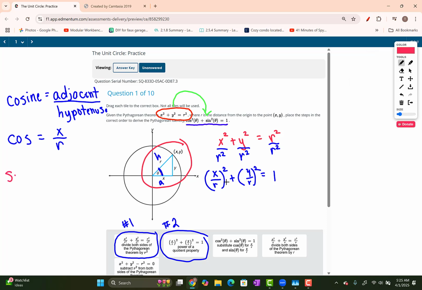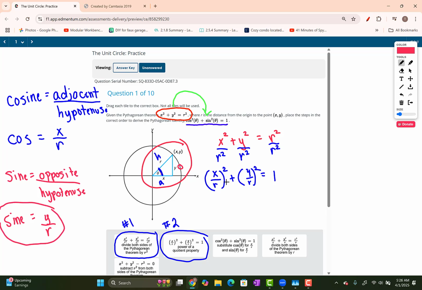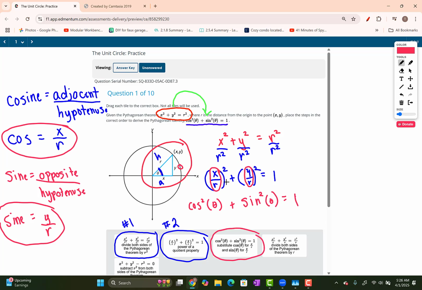Likewise, sine is equal to the opposite side from the angle theta divided by the hypotenuse. Well, the opposite side from theta is y. So we're going to rewrite sine as y over the hypotenuse r. So you'll notice this and this are the same thing. So we can replace y divided by r with sine, well, specifically sine of theta squared. They write that order a little bit strangely. But then we can do the same thing with cosine equals x over r. We can replace x over r with cosine squared of theta. And that is our final step, step number 3.